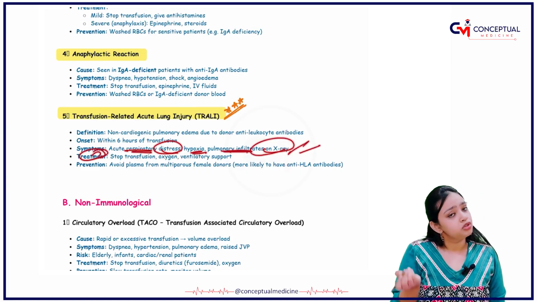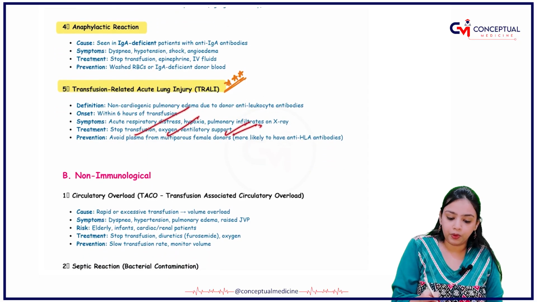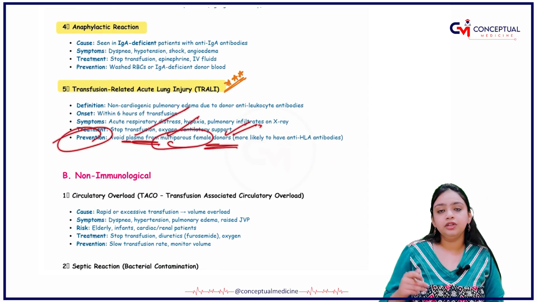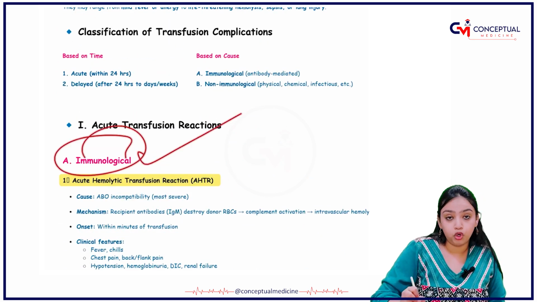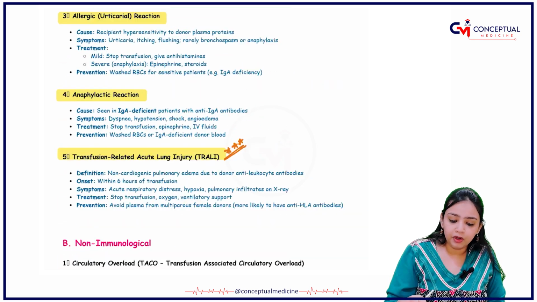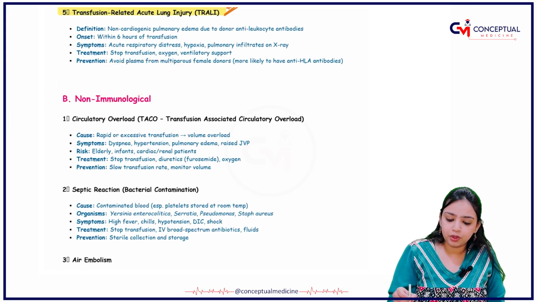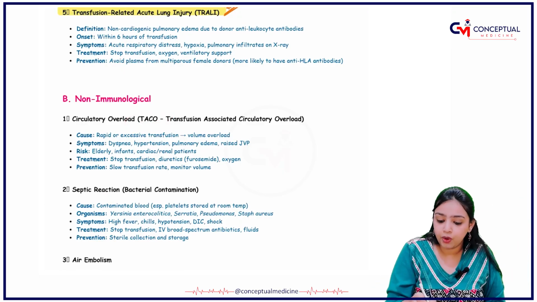What is the treatment? Stop the transfusion, give oxygen and ventilator support. How will you prevent it? Avoid plasma from multiparous female donors, okay? The first segment, the immunological segment, is completed. Coming on to the second segment, non-immunological. In the non-immunological, you have TACO. There it was TRALI. Here you have TACO.